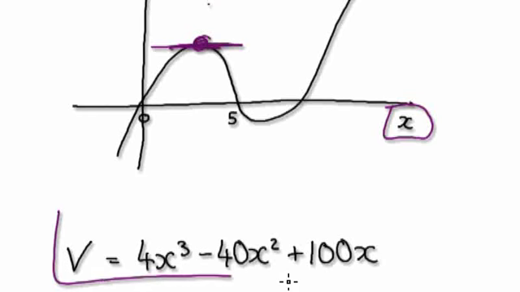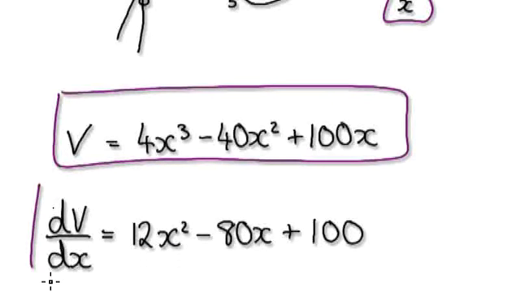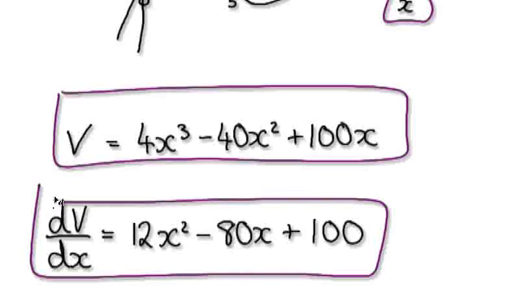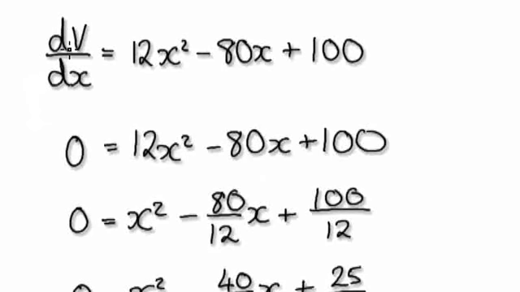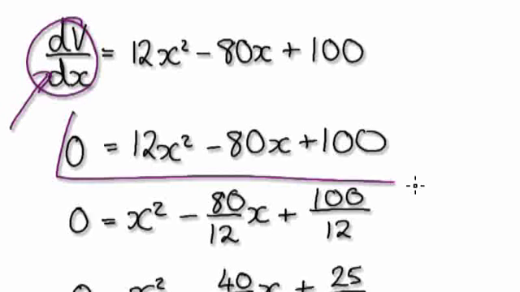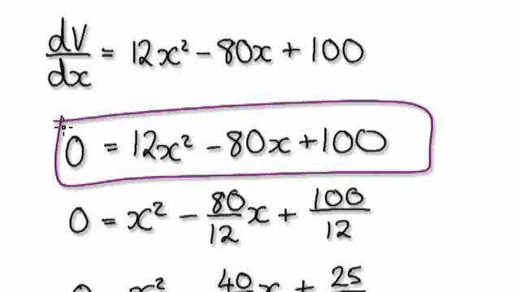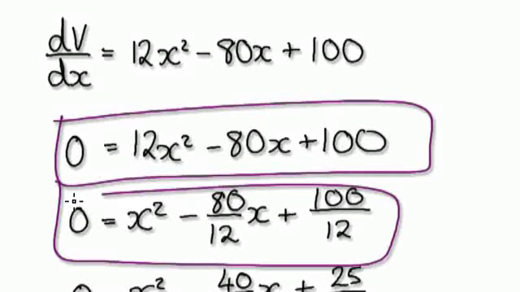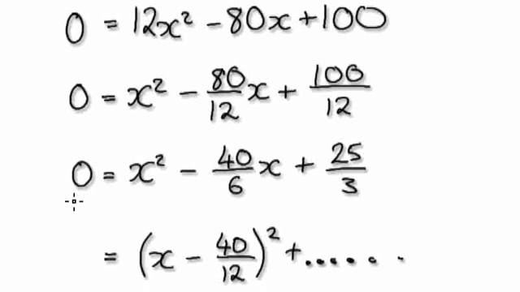So v is given by this. Differentiate v with respect to x, and that will give us this here. Then set this to be 0, because we want to know when the gradient will be 0. So try and solve this. Now complete the square. From here, divide everything by 12, and that will give you this. Just do whichever method you want. There are lots of ways of doing this.